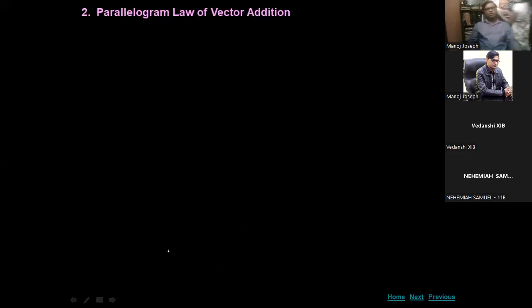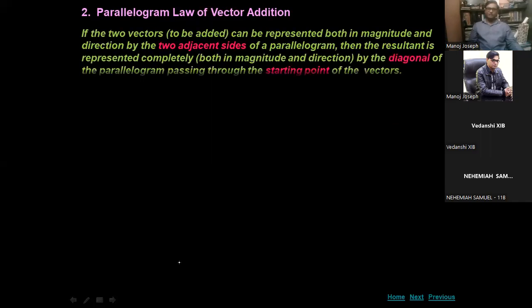Now the parallelogram law of vector addition. We have completed the triangle law, and on behalf of the triangle law, we learned how to add two vectors which are connected in head to tail relation. Now the second law, that is the parallelogram law of vector addition.